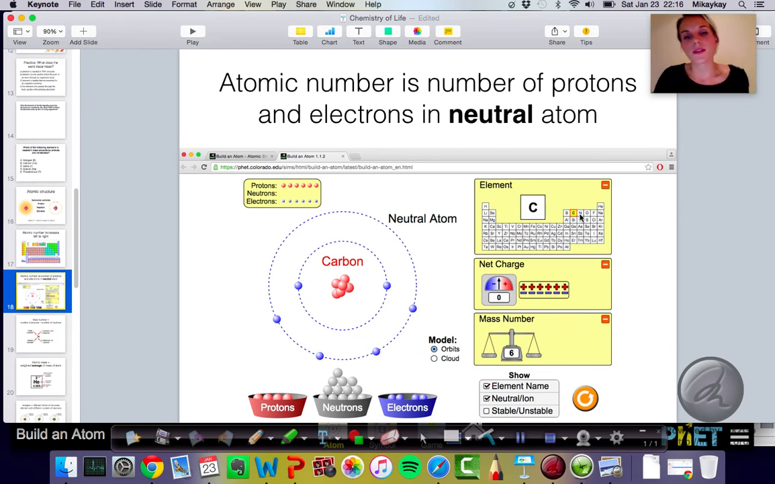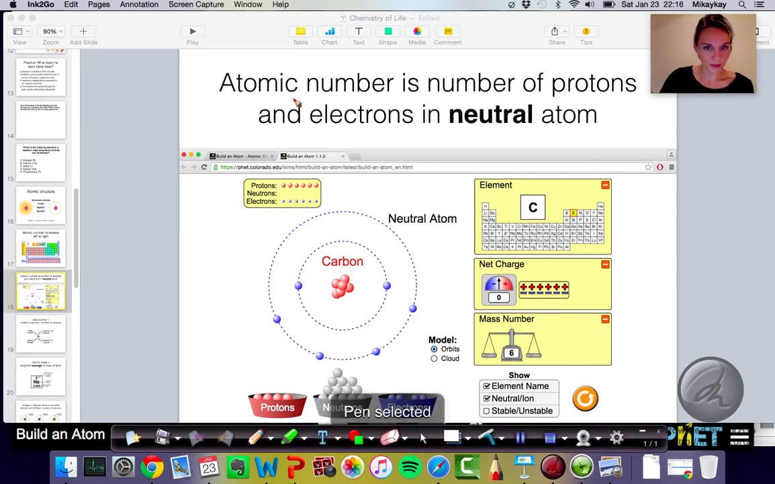So, atomic number, really useful. Don't forget how useful it is. Don't mix it up with the atomic mass.